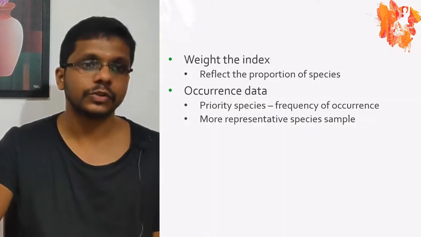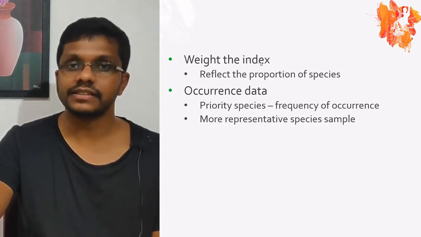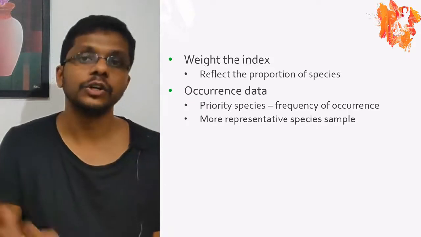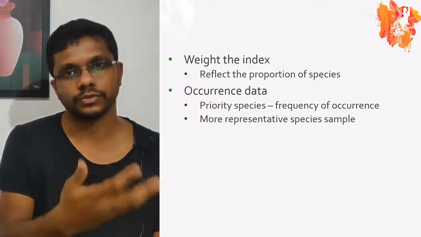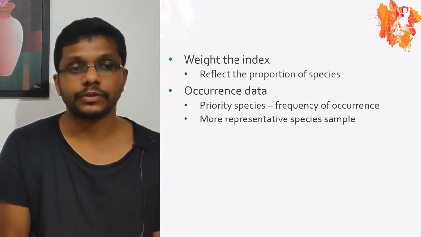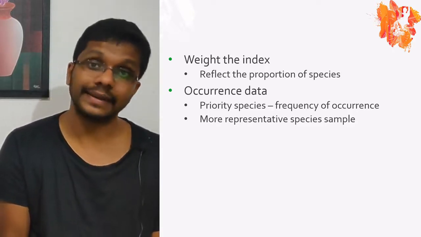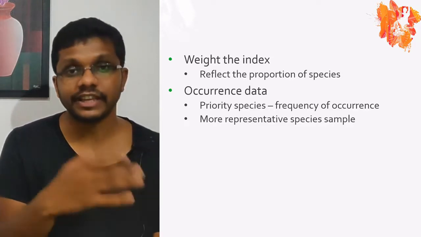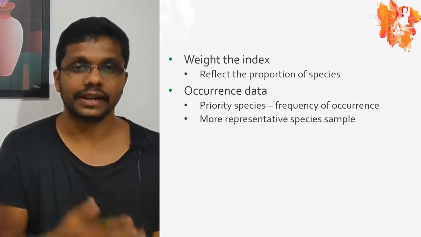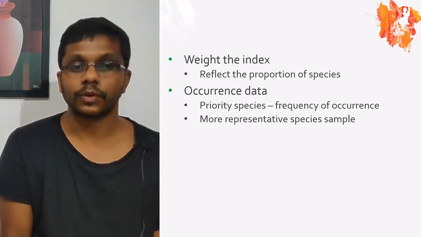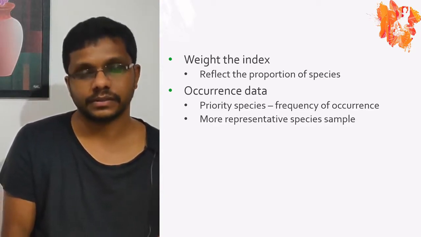Okay, so there are different ways to avoid this. First one is to weight the index based on the composition of species. Weightage will be given to all the indicators to make it more representative. Or we can go for occurrence data rather than abundance data. If you are going for occurrence data, the frequency of occurrence will be measured rather than the number of species. Okay, the occurrence data will be more representative of species.